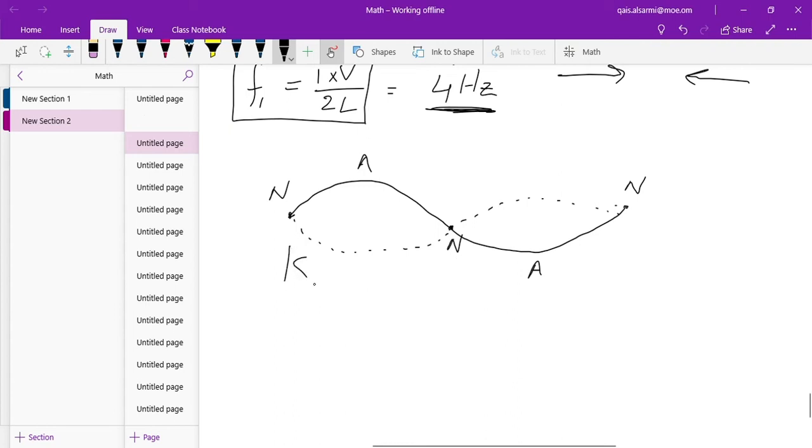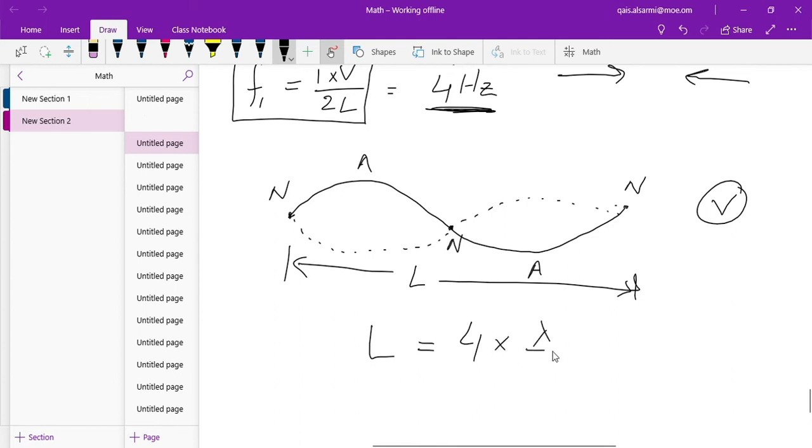So the length of the string is the same. The length of the string is not changed, plus the tension in the string is also the same, so obviously the speed will remain the same. Now if you look at this picture, length equals 4 times lambda over 4.